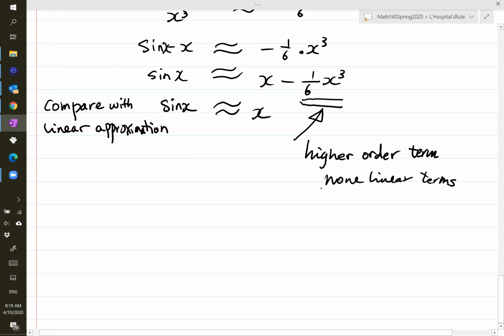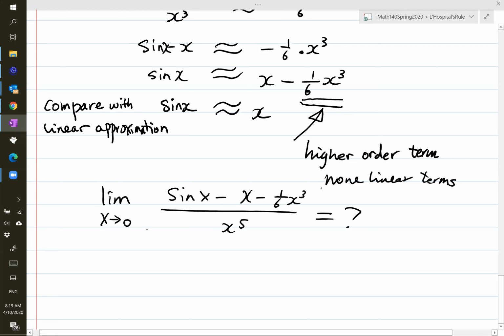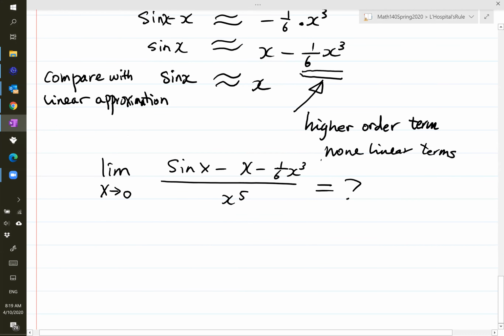You may check this: sine x minus x plus 1/6 x cubed over x to the power 5. What is this limit? Here you need to use L'Hopital's rule 5 times, and see what you get. We do not do this problem in class. I'll leave it to you as an exercise.